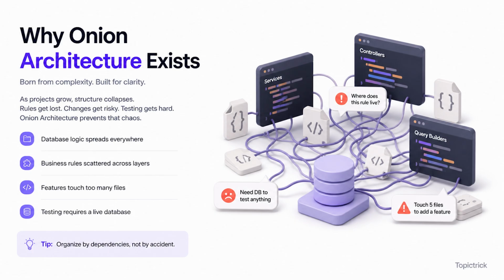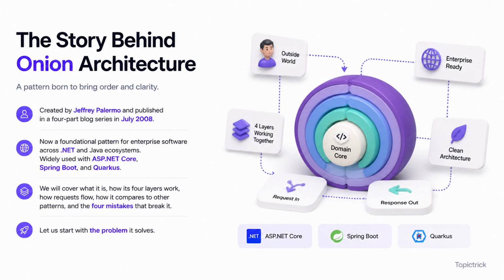That moment is what Onion architecture was built to prevent. Not by being clever, but by being ruthlessly organized about one thing. What depends on what? Onion architecture was created by Jeffrey Palermo and introduced in a 4-part blog series in July 2008. The pattern has since become a foundational approach for enterprise software, used heavily in the .NET ecosystem with ASP.NET Core, and in Java applications built on Spring Boot and Quarkus.